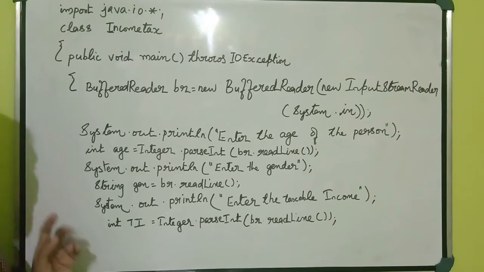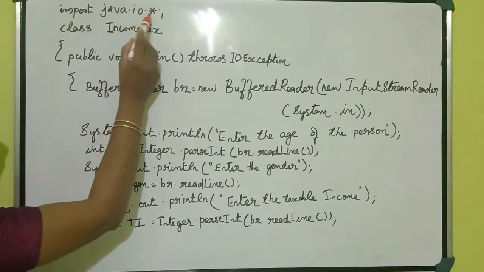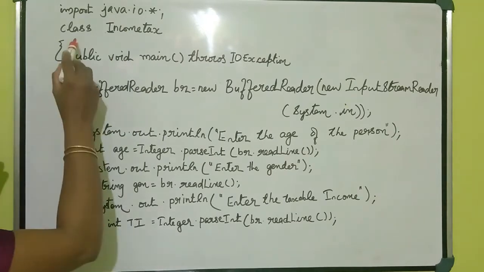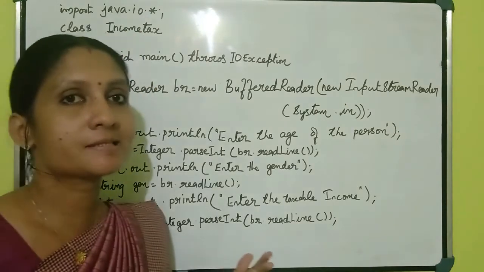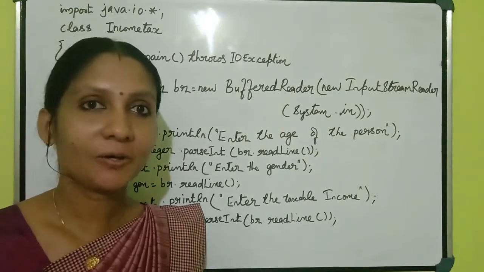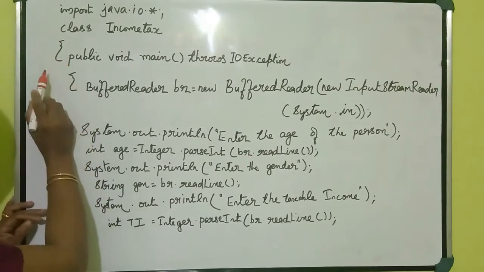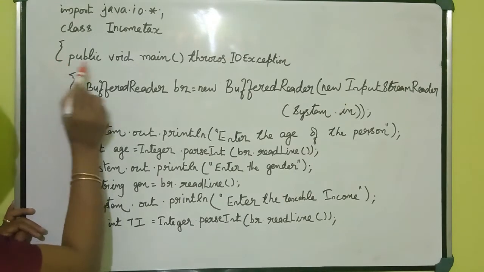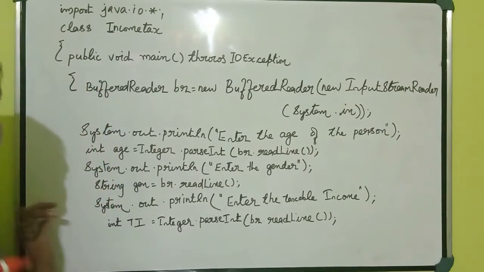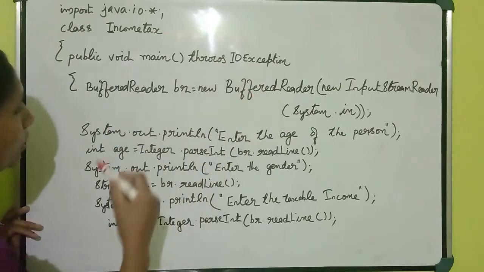First we have to start a program with the help of import java.io.*. Here we need to create a class IncomeTax. I have given the class name as IncomeTax; we can give another name. Then we open the class with a curly bracket. Then we need to create a function. How can you create a function? Public void main throws IOException.